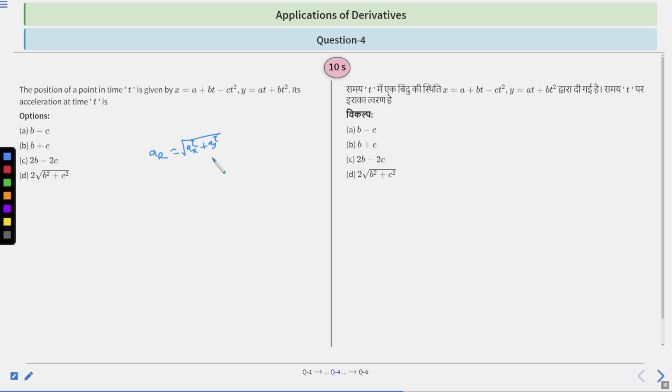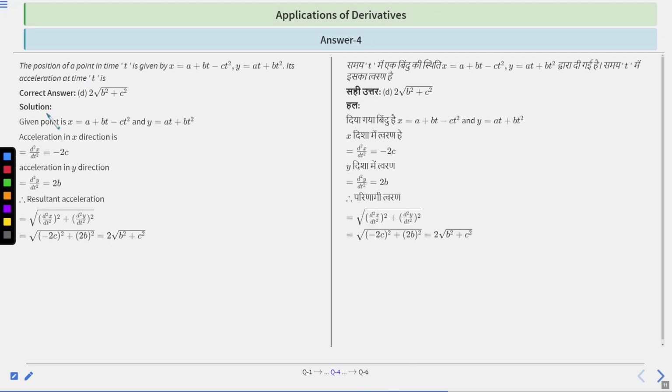Okay, so you have 10 seconds to solve this question. After 10 seconds, we will discuss the solution. Okay, let's move to the solution part.